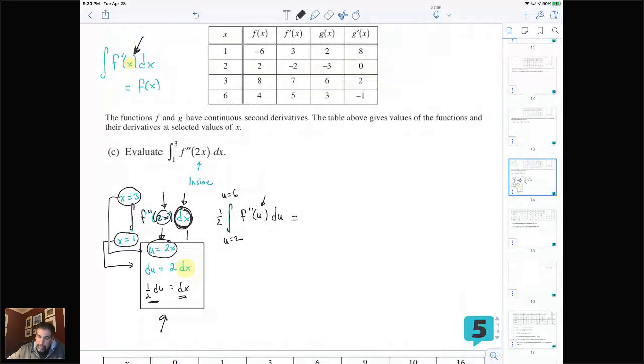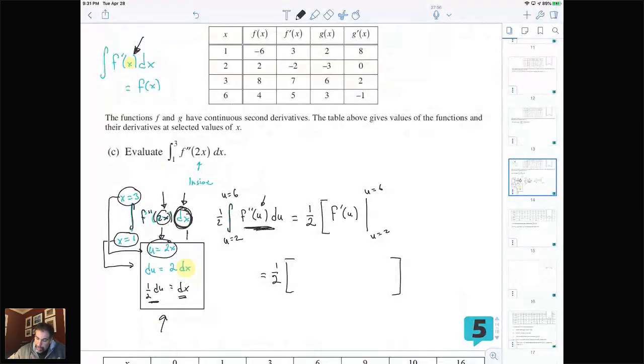So from here, that constant ends up staying in the front, and now we're integrating f double prime of u du. Well, the integral of f double prime of u du is simply f prime of u, because we go backwards 1 from the second derivative to the first derivative. And now we're going to evaluate this from u equals 2 to u equals 6. Well, again, that 1/2 is going to stay out in front.